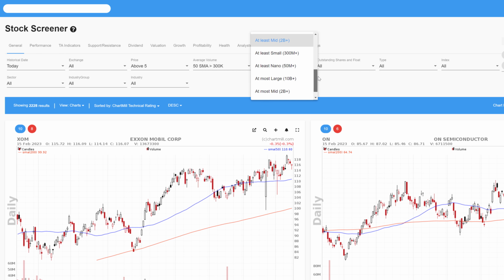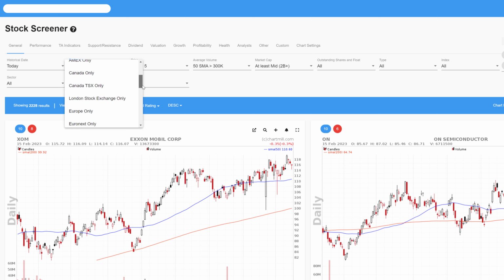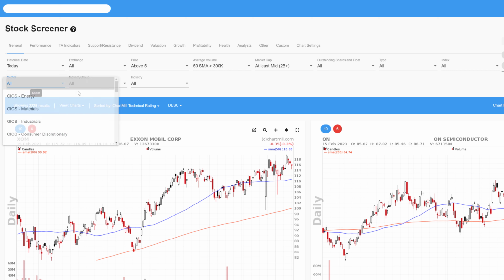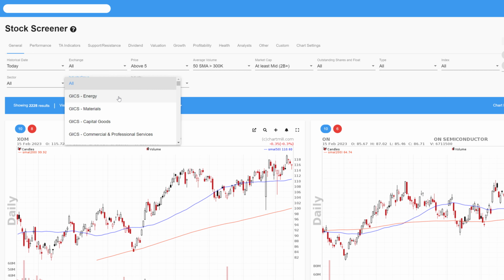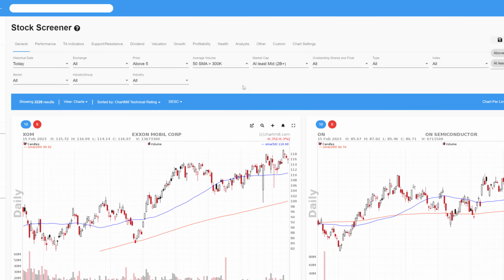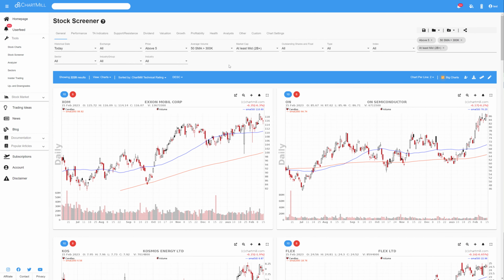Those who wish can also already select in which region or for which exchange the screen is to be applied. And it is also possible to select specific sectors or industries. In this demo, I am not going to do this in order to get the widest possible selection. I like to start with rather broad filters and only afterwards, depending on the number of results, I will use additional filters or tighten the existing filters.